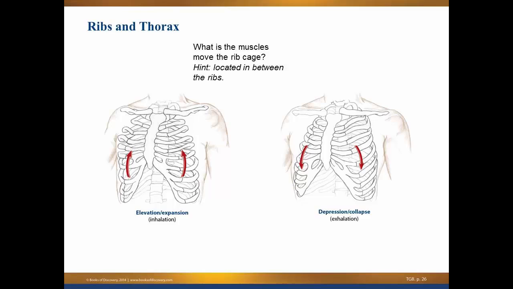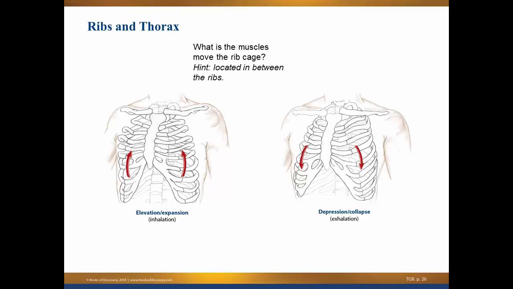During exhalation, the ribs go down and come in. The rib cage contracts. The movements of the rib and the thorax are elevation and expansion, as well as depression and contraction. In your image, it says collapsing back to the starting location.